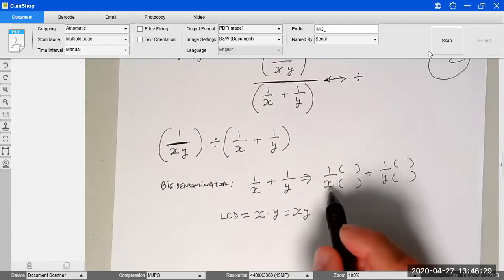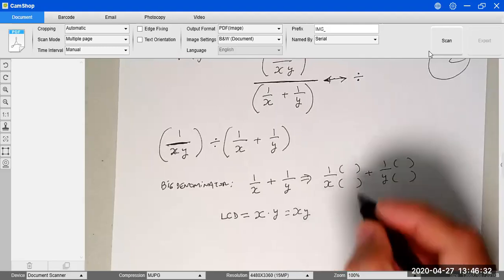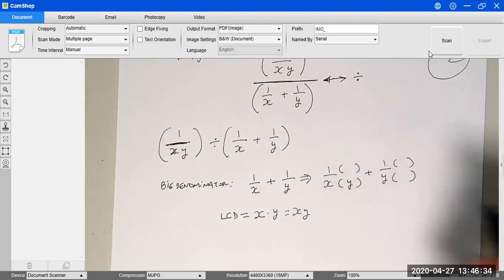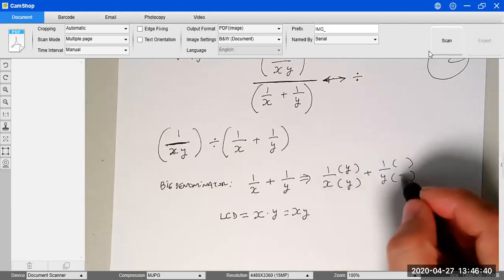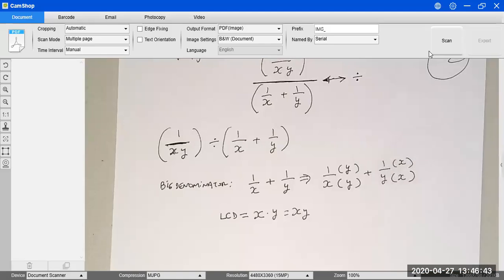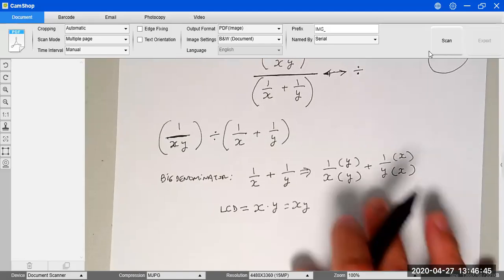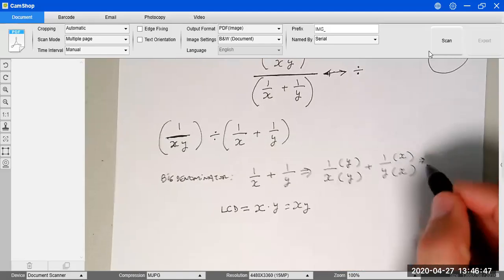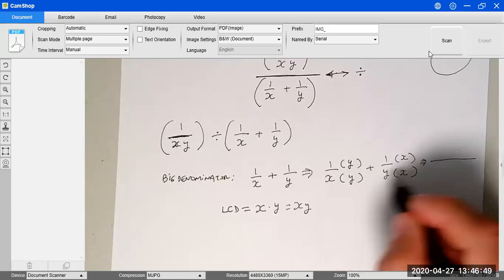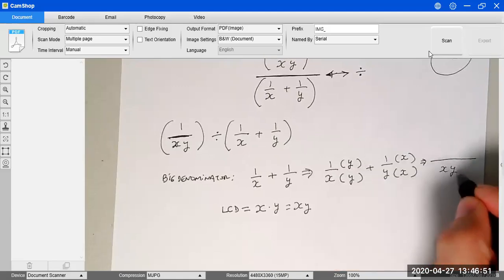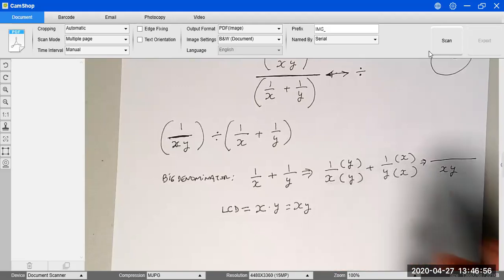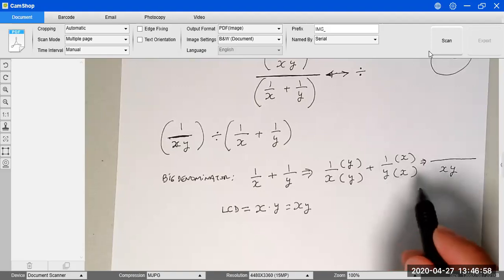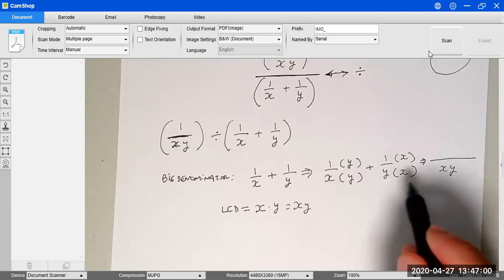So I need to multiply x by something to get xy. So I need to multiply x by y, both the numerator and the denominator. I need to multiply y by something to get xy. Then it's x and x. So you see that it's not hard to do this. So now we have a common denominator, which is x times y, because y times x can be written as x times y. So it doesn't matter the order of the factors. The product is the same.